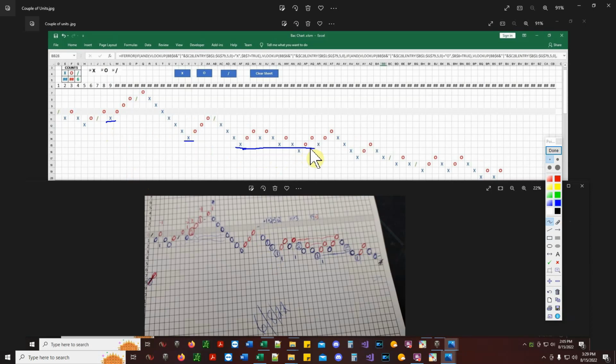Starting to get resistance right here. Now here's the range. Here's another range. Let's mark this range. Actually, the range is starting right around here, so I can mark it from here.